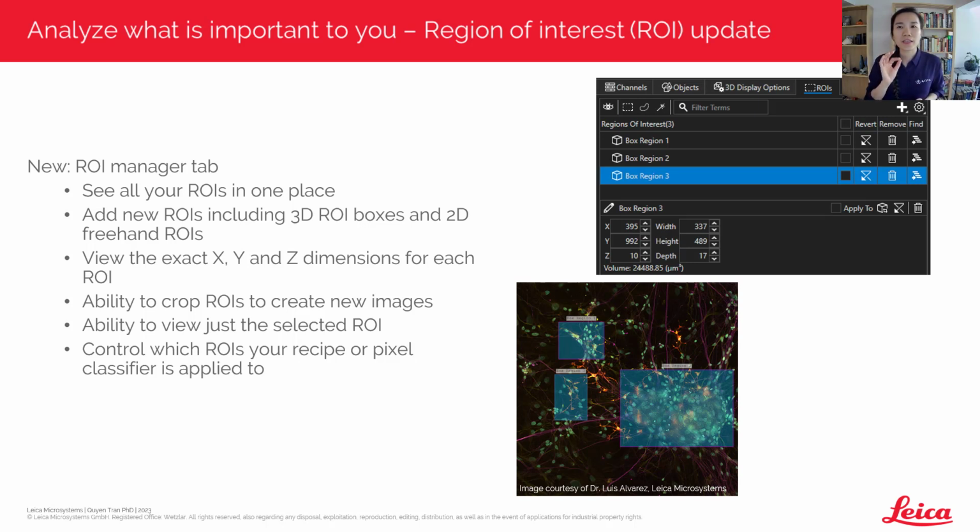And you can type in the values here to modify the ROIs instead of using the spheres that was done before. Additionally, you can select to view a specific ROI, you can crop that ROI, you can even control whether the ROI is going to be used in the recipe or the pixel classifier. Essentially, this is a one-stop shop for all of your region of interest needs.